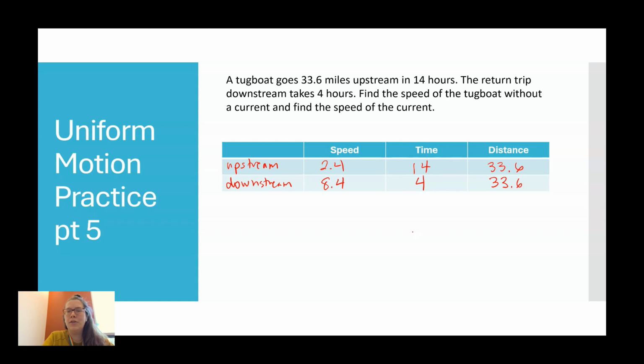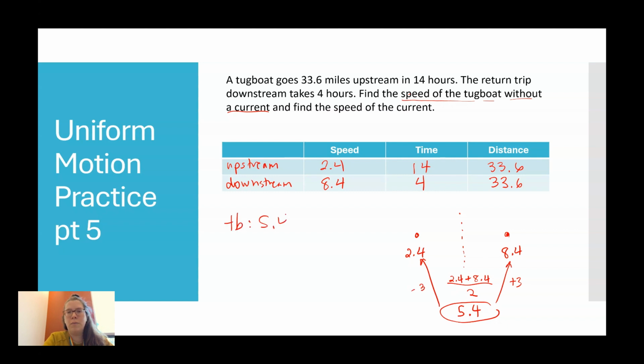So again, you can think about what is the middle point exactly between 2.4 and 8.4. And that middle point is always going to be if you add them up and divide by 2. 10.8 divided by 2 gives us 5.4. So that is our speed without a current. Speed of the tugboat without a current is 5.4. And then the current is however much we need to get in between these two. And it looks like this is a +3 and this way is a -3. So tugboat, 5.4 miles per hour, and the current, 3 miles per hour.